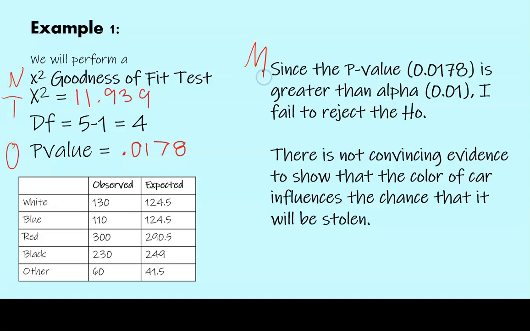Now it's time to make a decision. Now remember, our alpha value in this problem was stated that we were supposed to use 1%. So even though 0.0178 is really small, it's not small enough. So since the p-value is greater than our alpha level of 1%, I fail to reject the null hypothesis. That means there's not convincing evidence to show that the color of car influences the chance that it'll be stolen. We don't have enough evidence to show that, for example, red cars are stolen more often than they are existing in the general population.